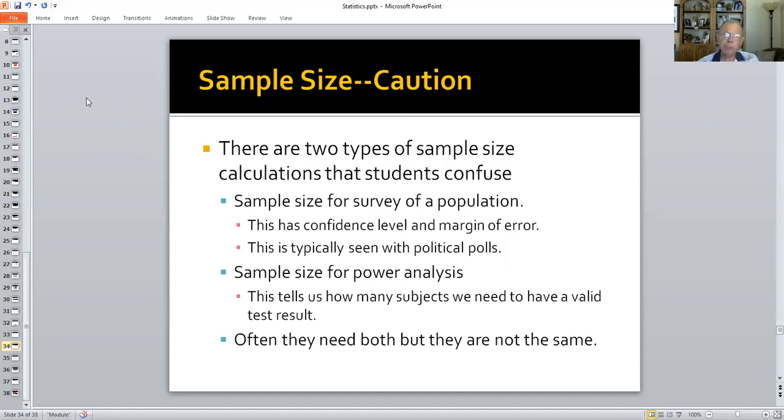And you always spot it when I see a student write, well, my confidence level is going to be this. And I think, oh, no, that is the wrong sample size. I spot it right away. Because what you want is this one: sample size for power analysis.